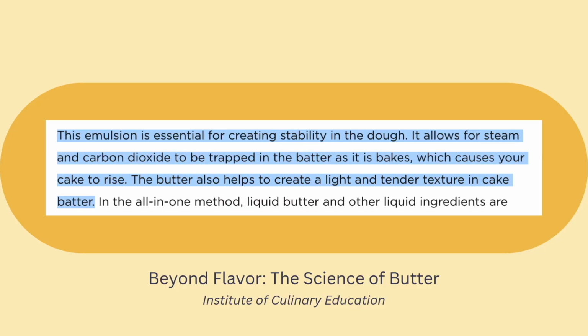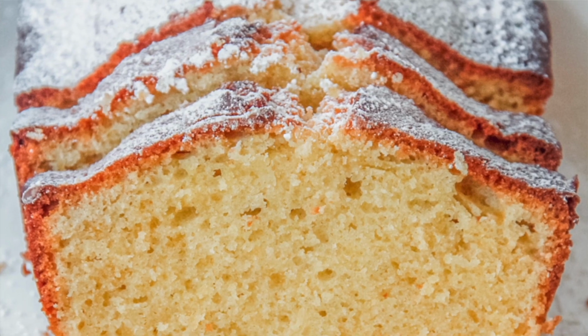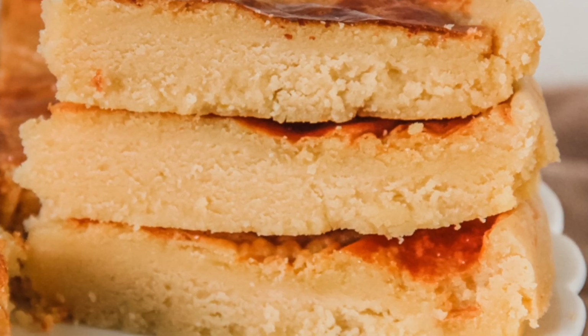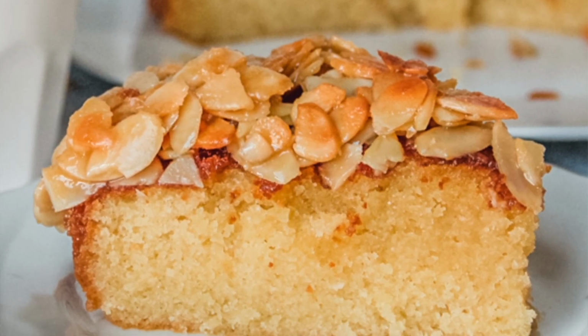It allows for steam and carbon dioxide to be trapped in the batter as it bakes, which causes your cake to rise. The butter also helps to create a light and tender texture in cake batter. When making a cake, it is important to mix the butter well, particularly if it is a cake that relies heavily on the butter for flavor and texture, like a butter cake. So if a recipe calls for you to whip for 3 minutes, don't try to do it for less or try and speed it up by whipping at a higher speed because it can affect the overall outcome.